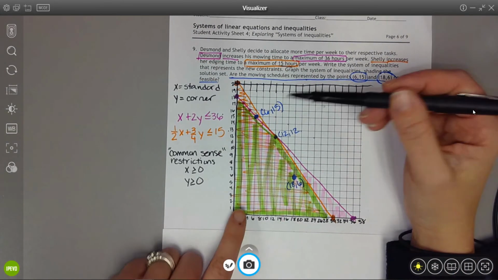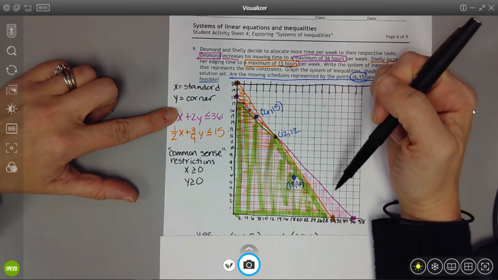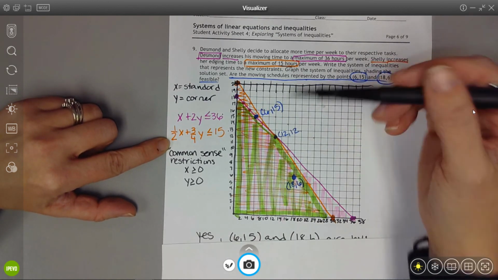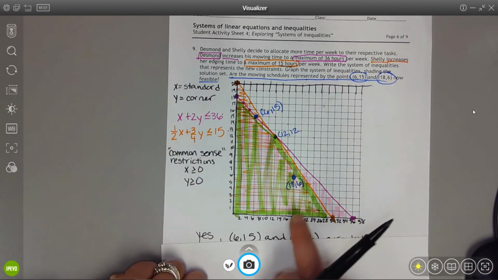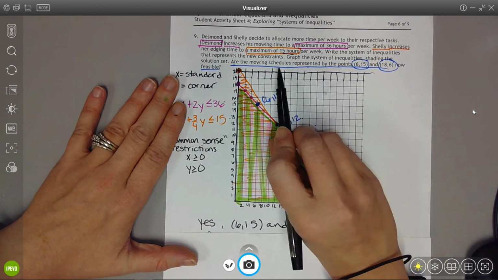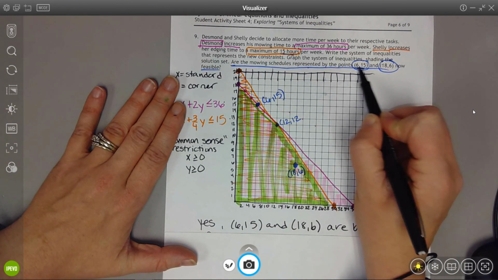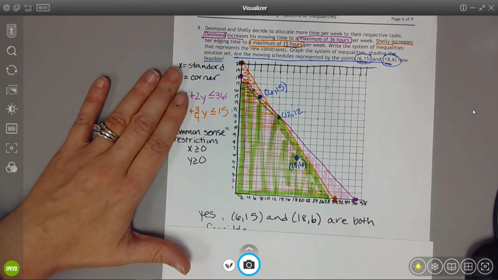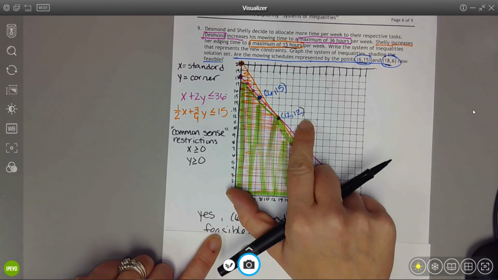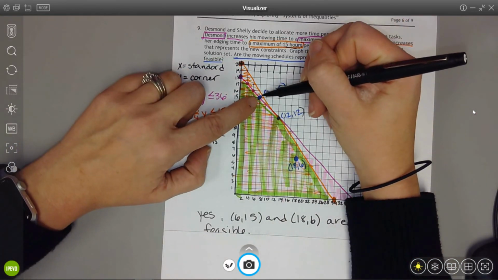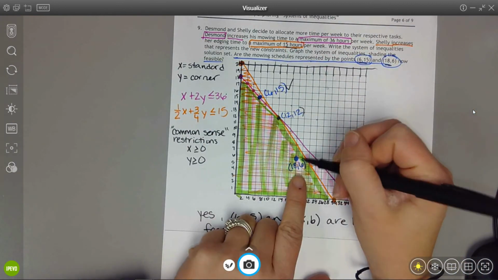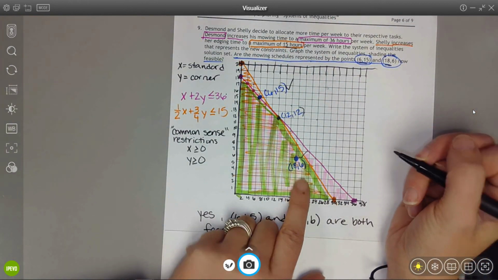So I went ahead and I graphed these two lines. I put Desmond in pink, and I put Shelly in orange, and then I shaded each of those, and where my pink and my orange shading overlapped, I colored it in here. So they want to know, are the mowing schedules represented at the points (6, 15) and (18, 6) feasible now? So I went ahead and I graphed those. I've got the intersection at (12, 12). The point (6, 15) falls below the orange line and on the pink line, so that one's good. And then the point (18, 6) falls well within the shaded region of both. They are both feasible.